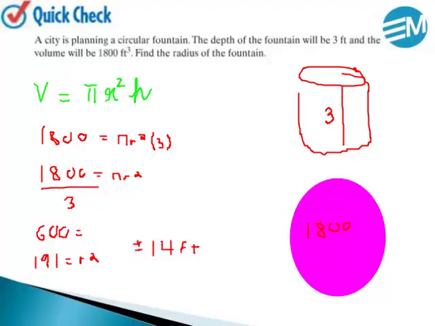Can you tell me why? You can't have negative 14 feet in the pool. That's correct, because dimensions can never be negative. So that would be a funny pool.